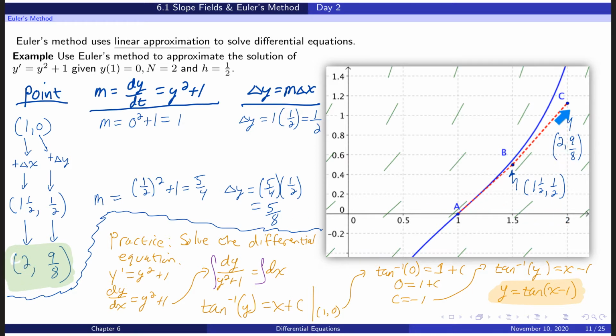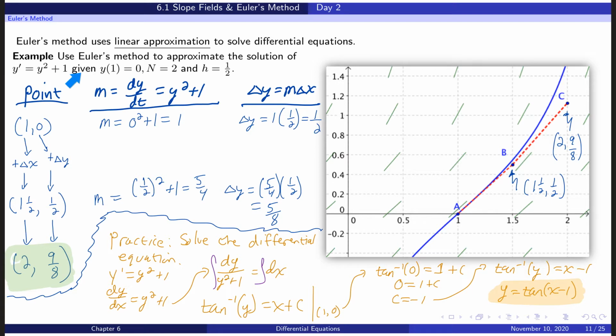So 2, 9/8. And now we see that the approximation point is starting to be very much different than the actual point. So linear approximations work in small neighborhoods or in small steps, but after a while the linear approximations start to deviate from the true relationship. So the end of the Euler's process gives us this point. We didn't really solve the differential equation, but we approximated points along that differential equation.